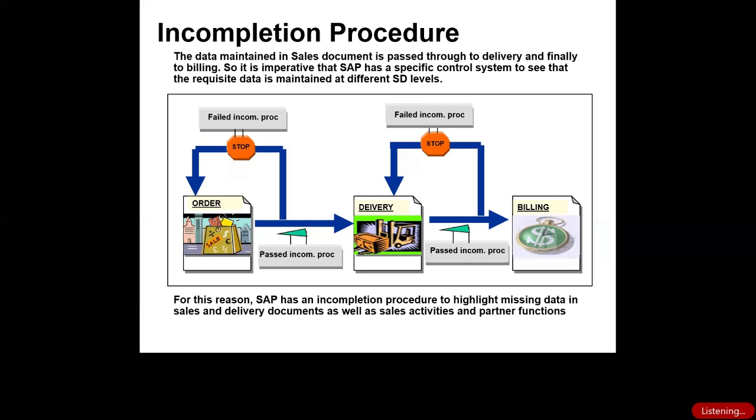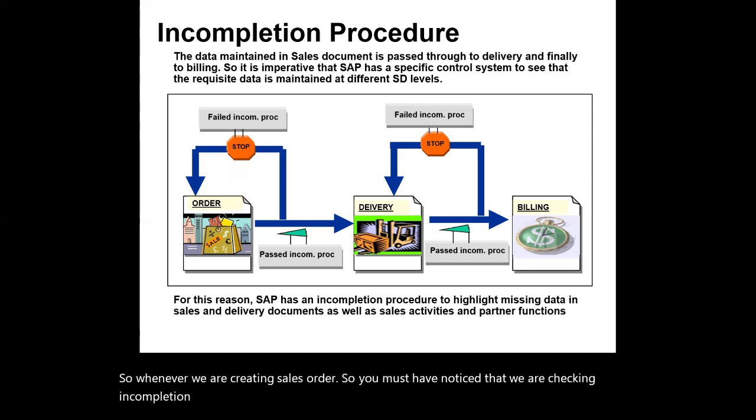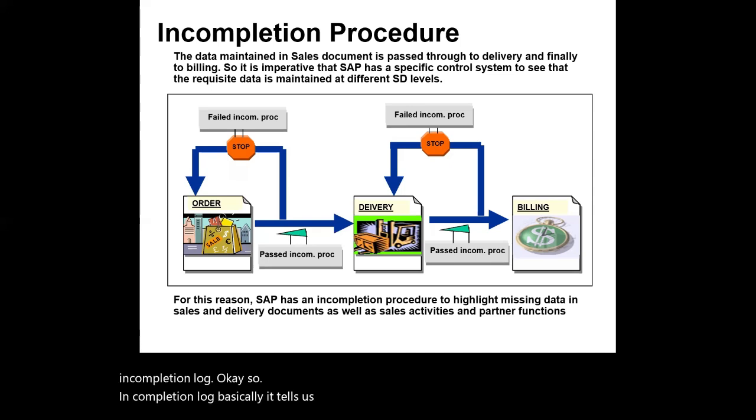Okay. So today we will start with the incompletion procedure. Whenever we are creating a sales order, you must have noticed that we check the incompletion log. The incompletion log basically tells us what information is missing in this order.